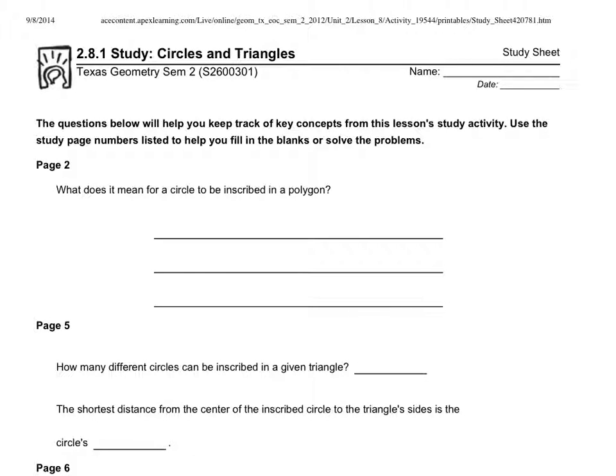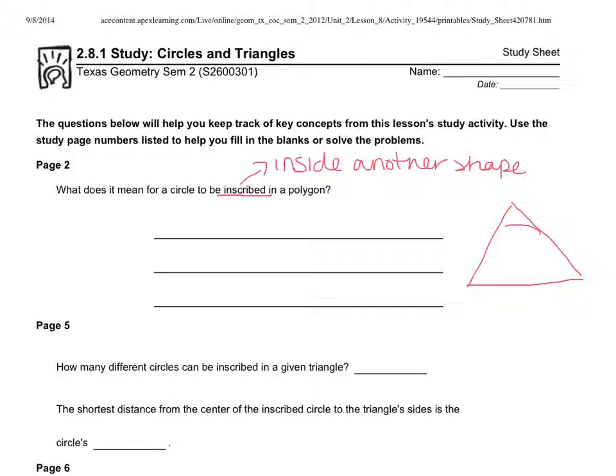Alright, so we're talking about the relationship between circles and triangles, and we're going to start off with talking about how to inscribe a circle. Well, if I inscribe a circle, that means that my circle is inside another shape. So if I had a triangle here, to inscribe a circle, my circle has to be drawn inside, and it touches each of the sides of it.